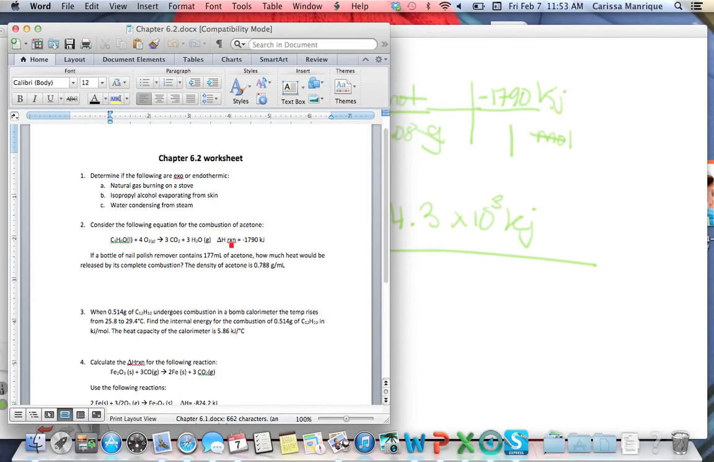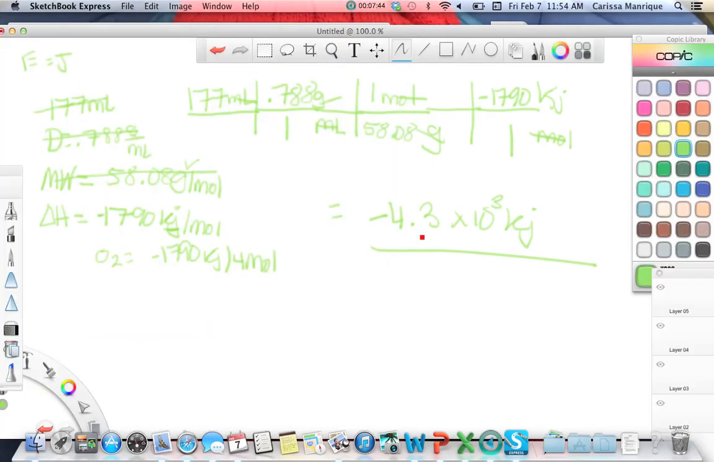Okay, but we don't have 1 mole of it, we have 177 milliliters. So how much energy do we get from that? We get negative 4.3 times 10 to the third. Okay?